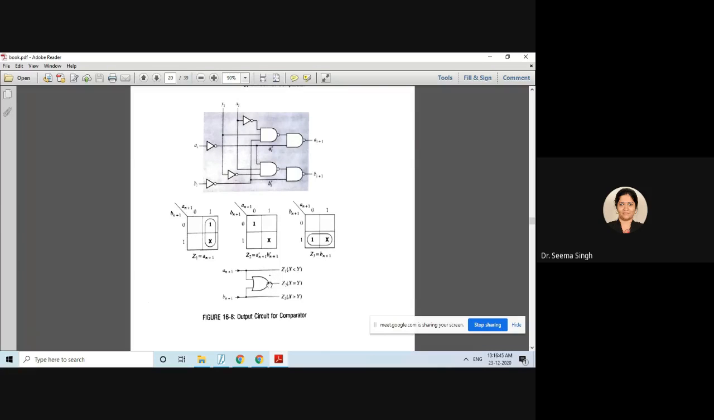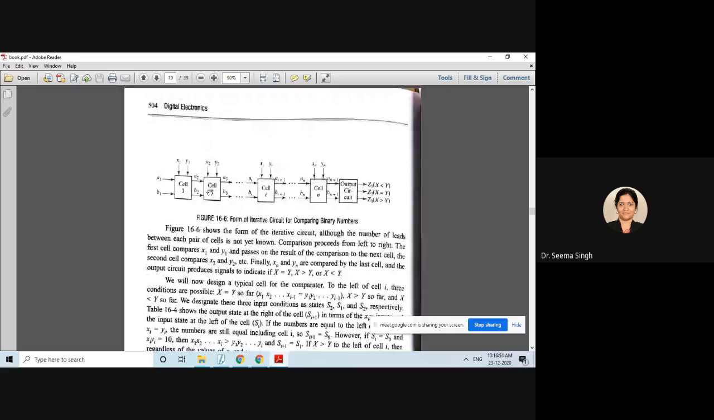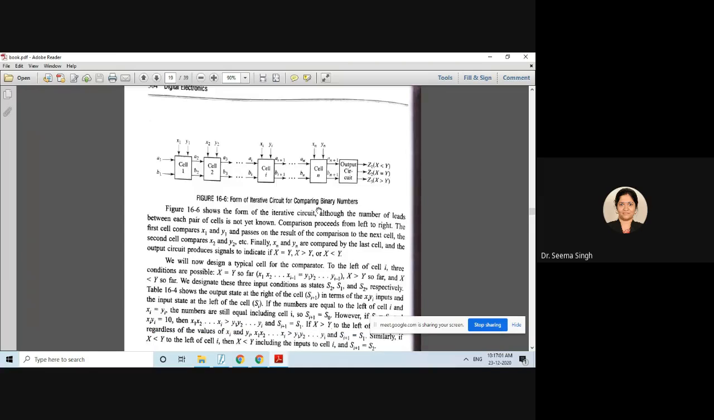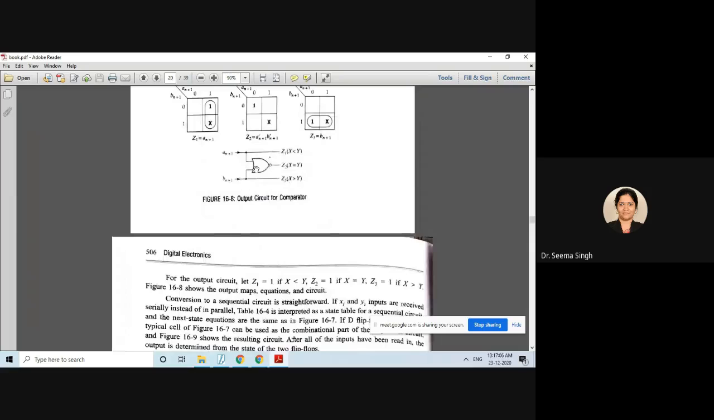Now you remember we had cell circuit and output circuit. So cell I have made you understand now. This was your cell, and output circuit is XOR gate. Simply you put one XOR gate, that becomes your output circuit. So this is your cell and this is your output circuit.